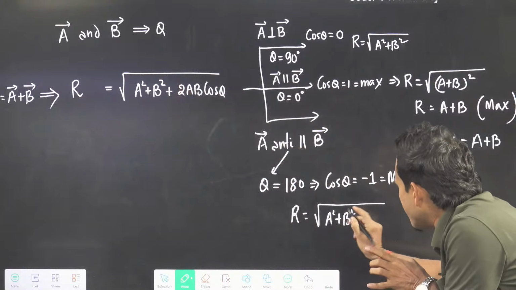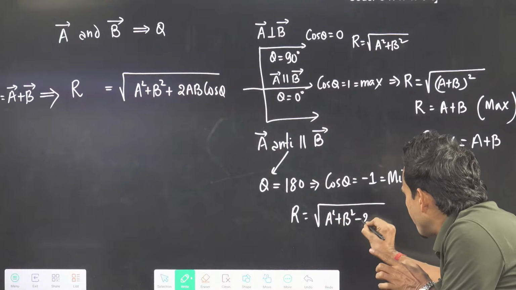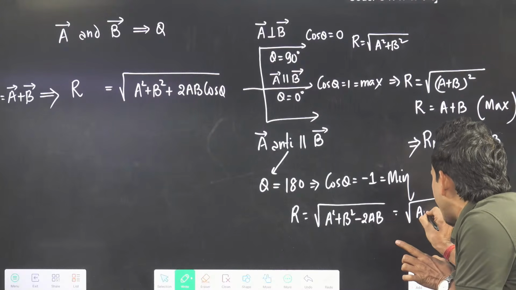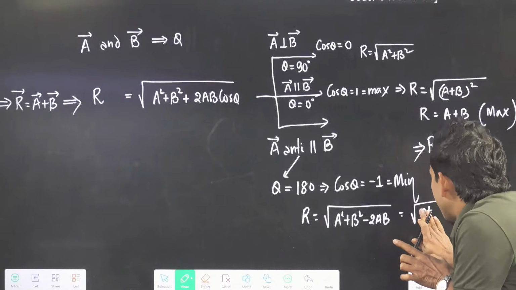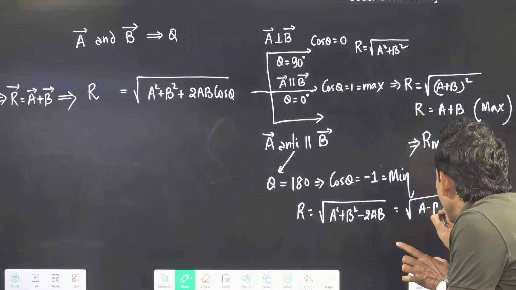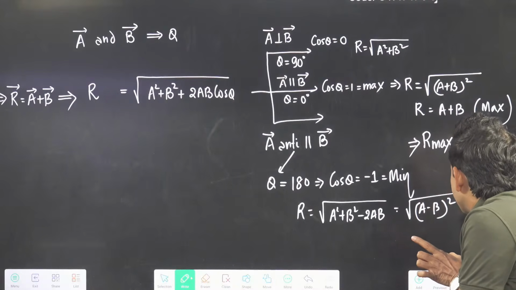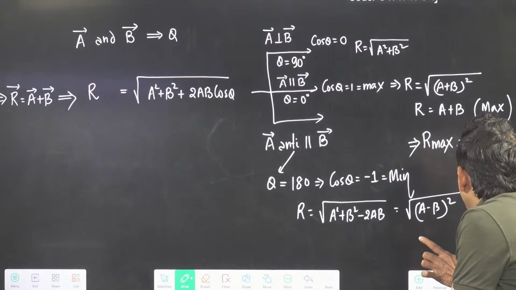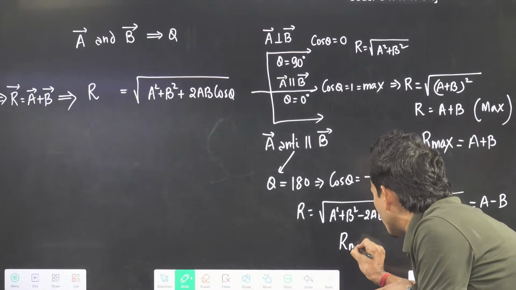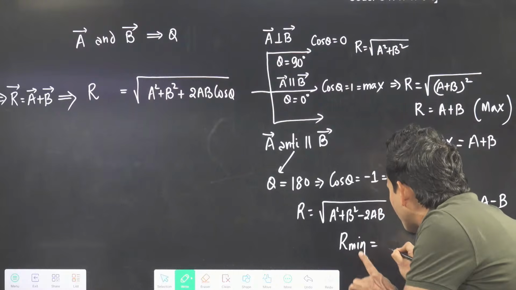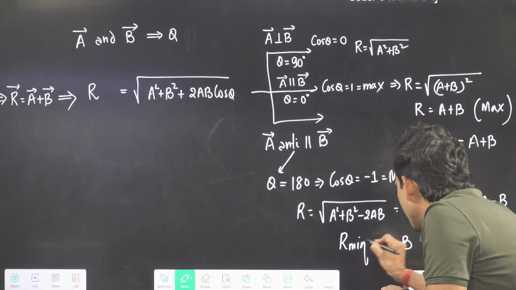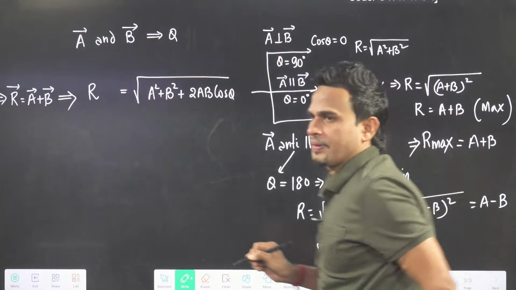So that will become a square plus b square minus 2ab, which we can write as under root of a minus b whole square. That means resultant will come a minus b. And why is this a special resultant? Because this is the minimum value of resultant. Minimum resultant of addition of two vectors will come a minus b. Is it okay, bhai?